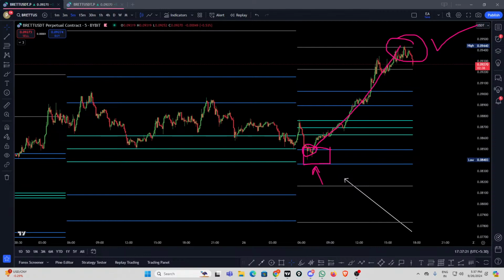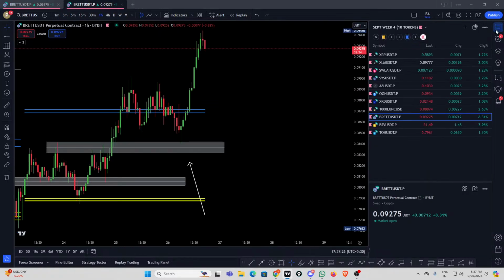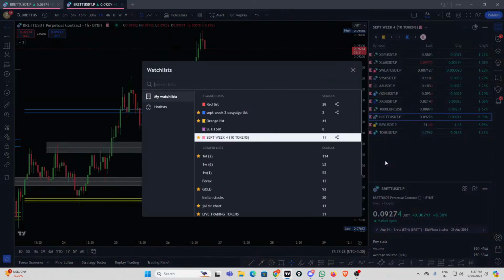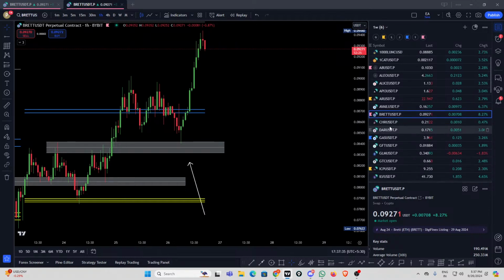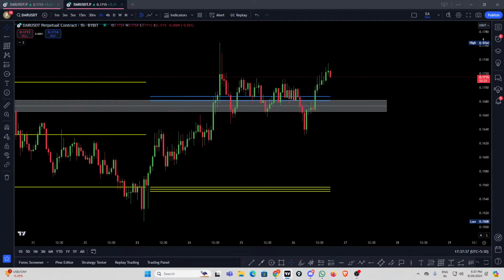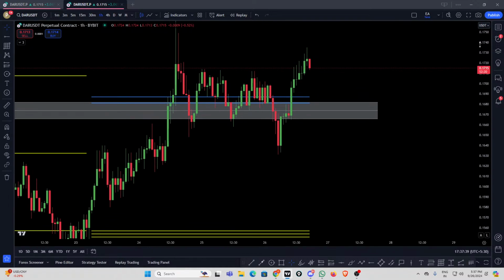So we'll move on to the next chart. One more chart I was discussing, I'll show you guys. It was DAR USDT, and I mentioned that this is the zone where you should look for long positions. It was struggling, correct? It was struggling, but still it was in profit. It was struggling to go up and it came down.